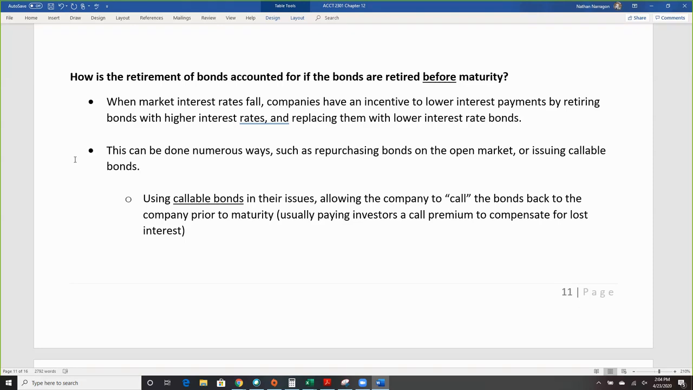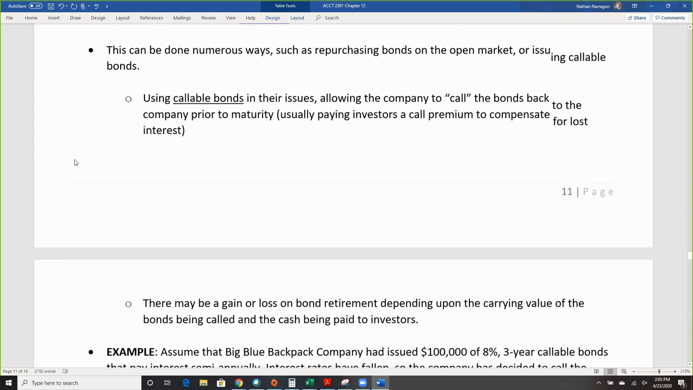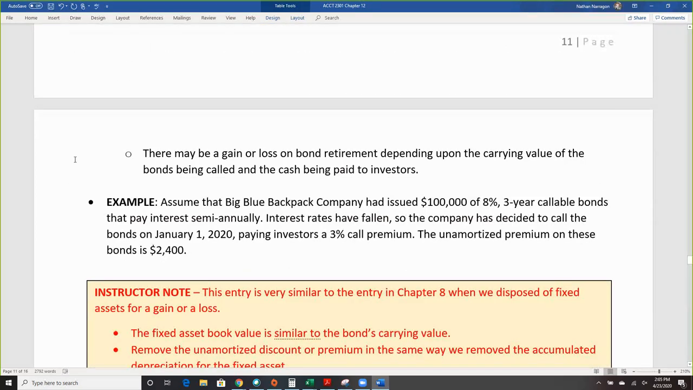But that comes at a cost. When a company calls the bond, they usually have to pay a premium. This is called a call premium, to compensate the investor for the lost interest. It's not going to be all the interest you would have made. It's just going to be like an added fee. So this does mean gains and losses can happen on retirement. This depends upon the current carrying value, so currently what the book value is.